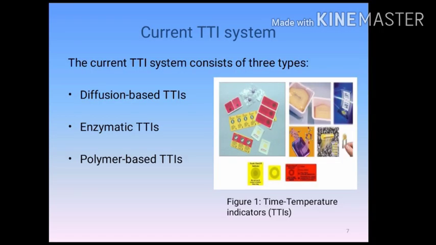Next comes the current TTI systems. The current TTI systems consist of three main types. They are the diffusion-based time temperature indicator system, the enzymatic time temperature indicator system, and the third one is the polymer-based time temperature indicator system.